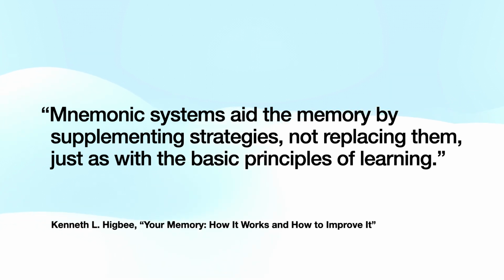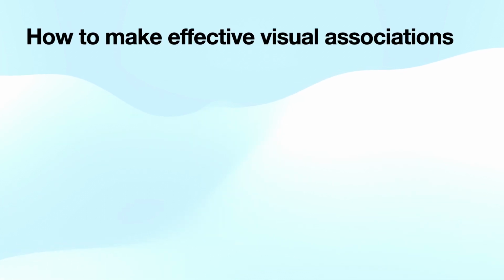Mnemonic systems aid the memory by supplementing strategies, not replacing them, just as with the basic principles of learning. We just saw how keywords use visual associations, and in fact all of the general mnemonic systems also use visual association. So let's dig a little deeper and see if we can learn ways to make our visual associations more effective. The first thing to do is to make sure that our association is interactive. We don't want the 2 items we are associating to just sit there. We want them to interact.